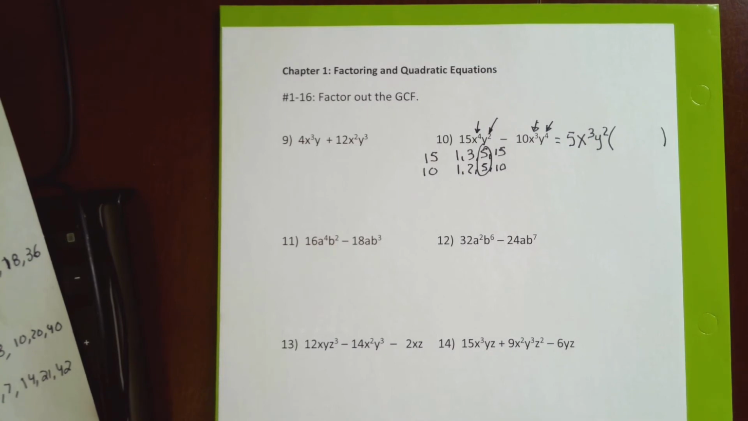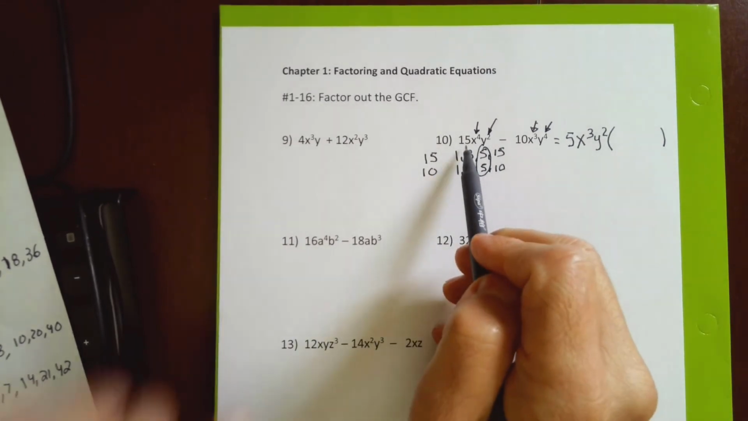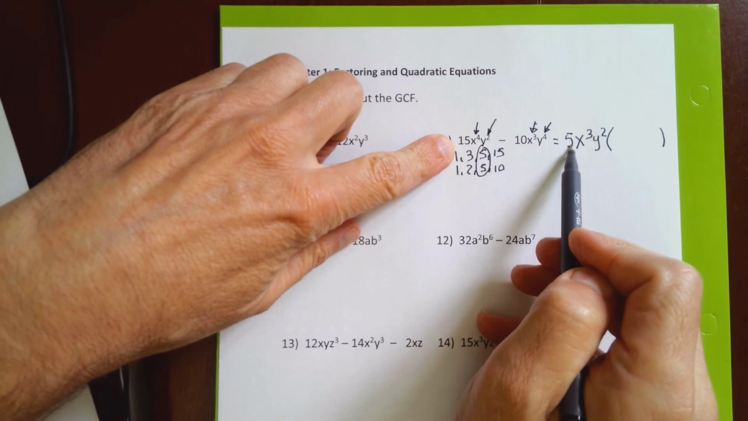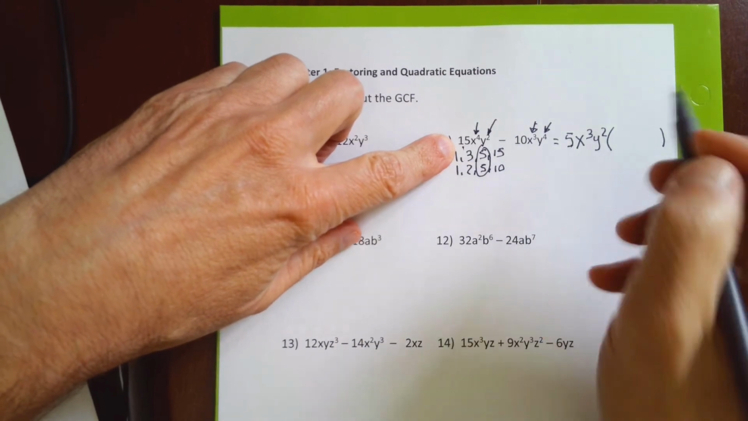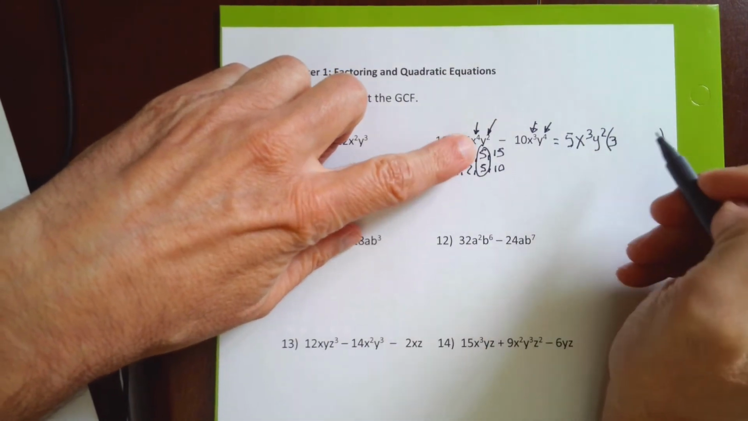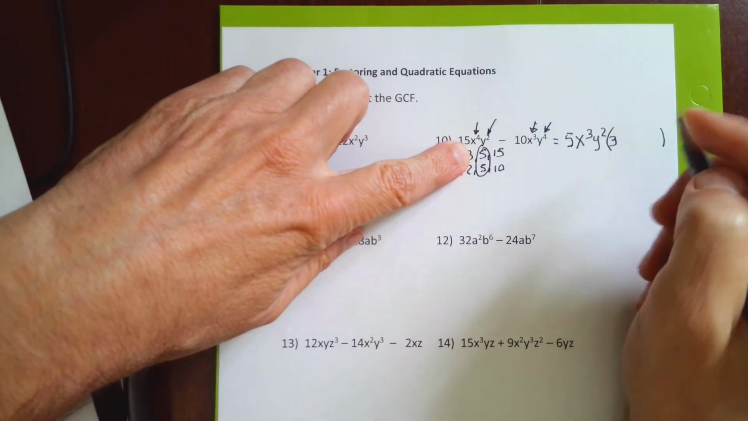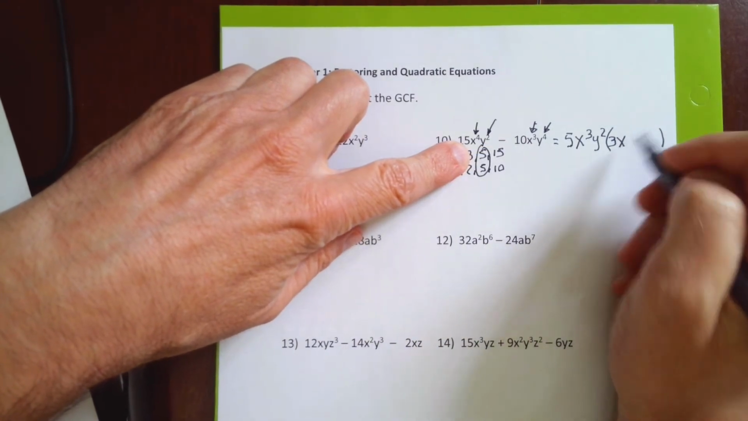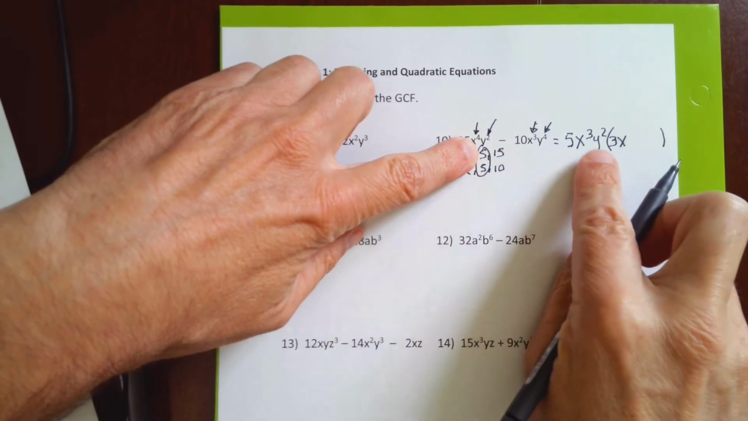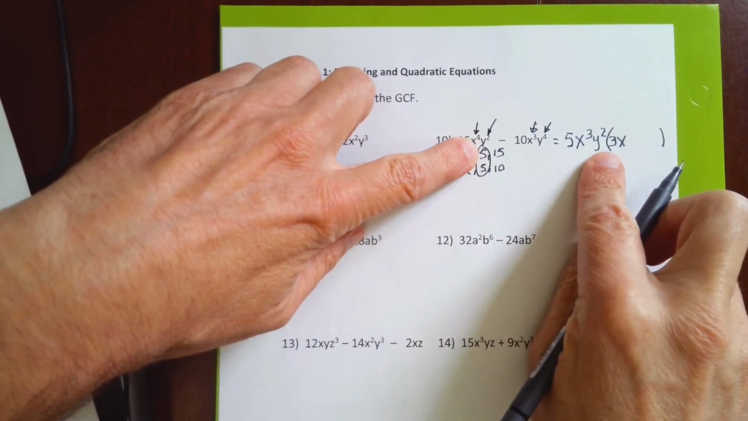Inside the parentheses, I'm going to divide any number that I see by 5, and take 3 x's and 2 y's away. So this first 15, because I factored a 5 out, I'll divide the 15 by 5 and get a 3. This x to the 4th, I took 3 x's away, and 4 minus 3 is 1. I'll be left with 1x. And the y squared, I took the entire y squared away, so I don't need a y.